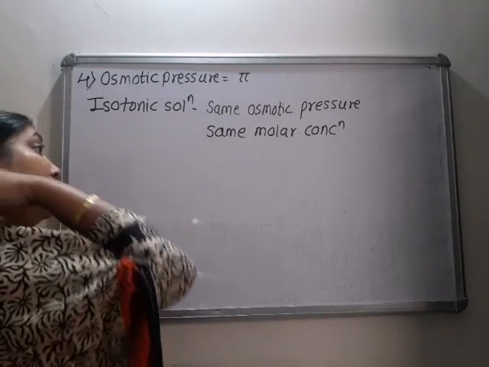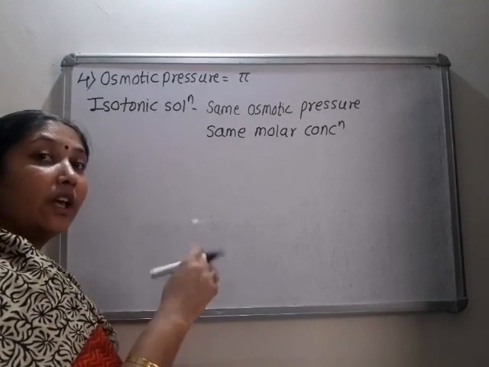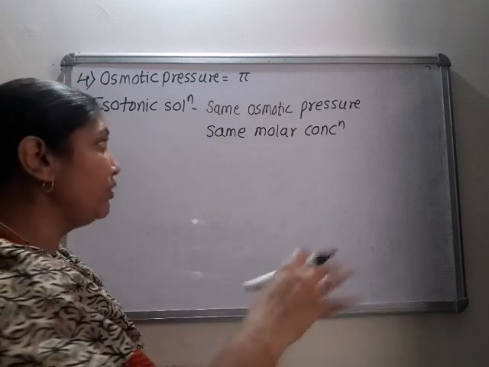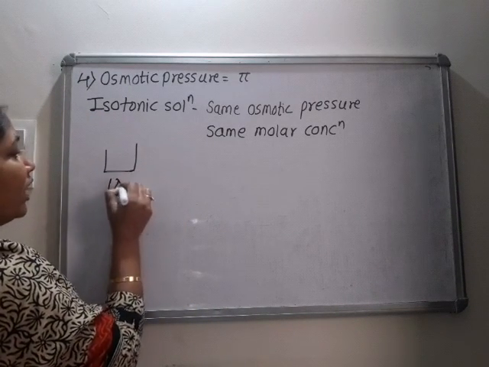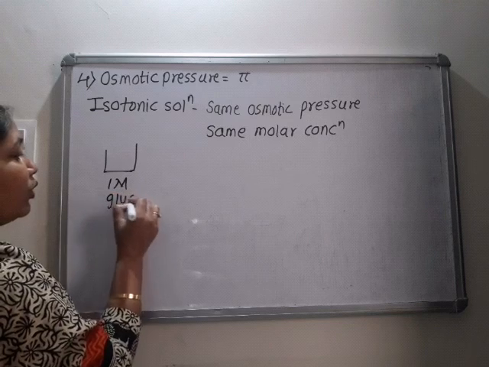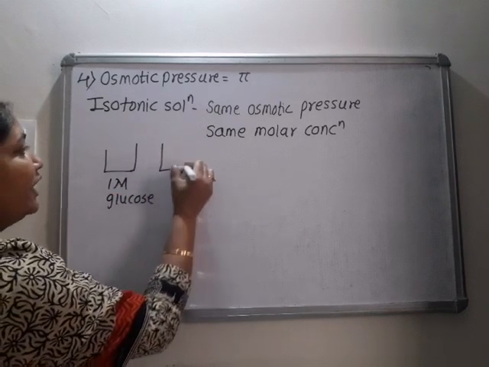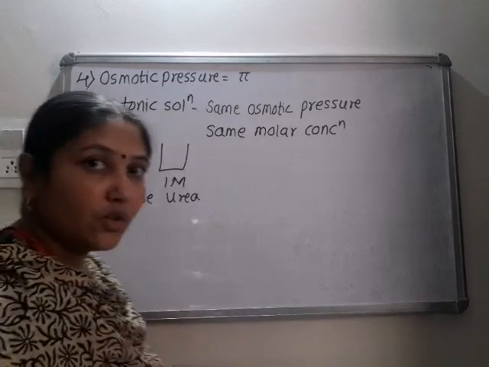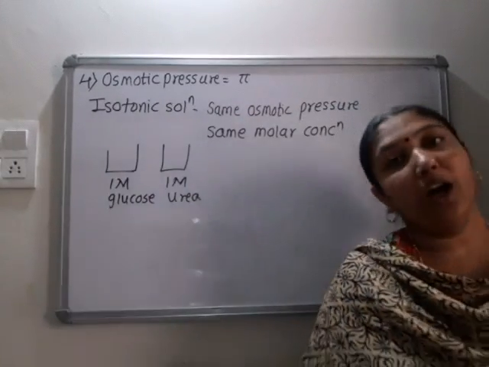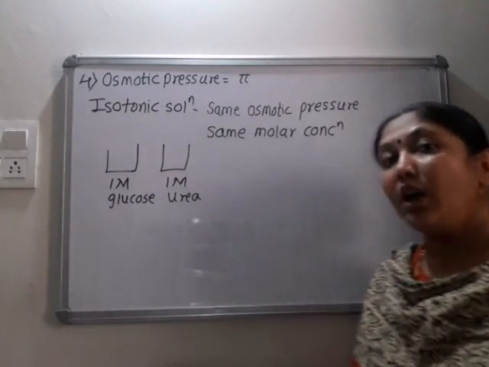Okay, their concentration in gram per ml is different. What does it mean? I'll explain. Suppose we have here 1 molar glucose solution, and here we have 1 molar urea solution. We studied molarity. 1 molar glucose.